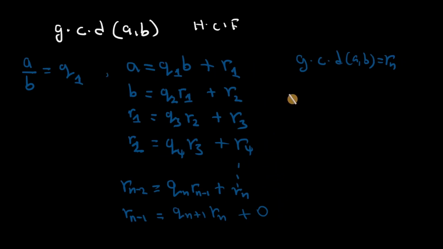You also need to know that the remainders here can be gotten as r1 equals a minus q1 b, and here r2 is b minus q2 r1, and so on.